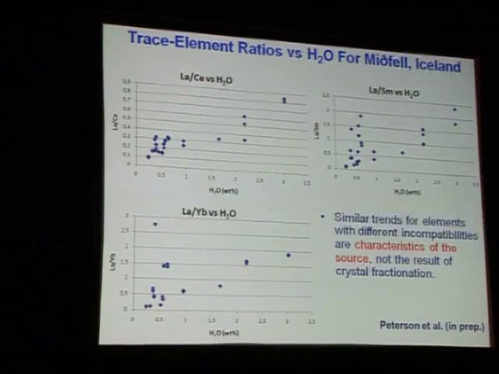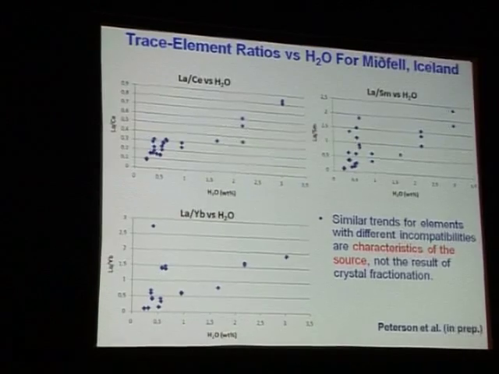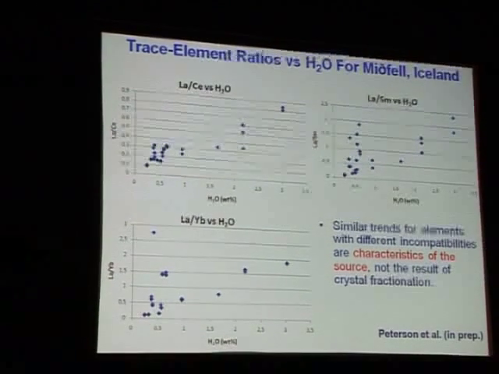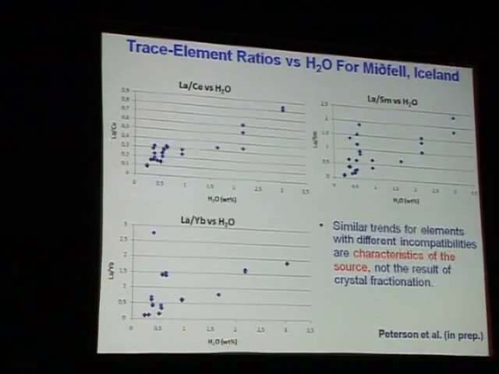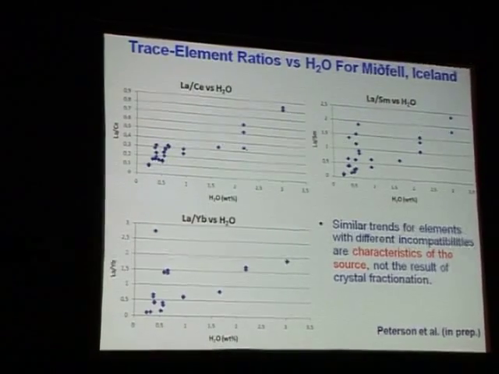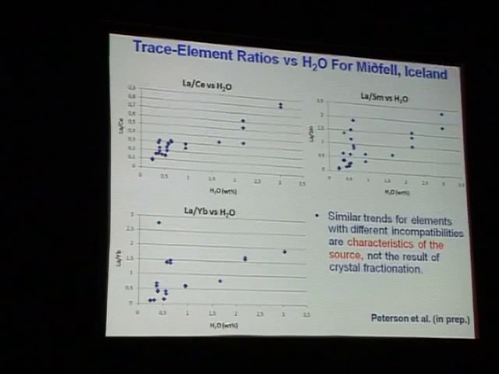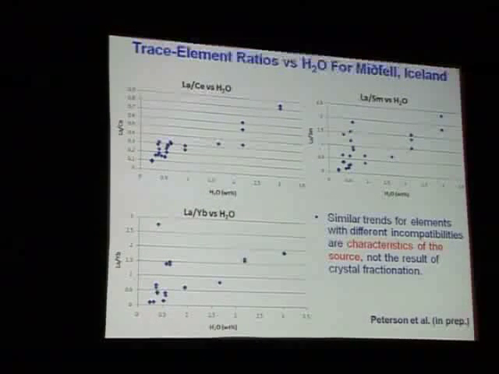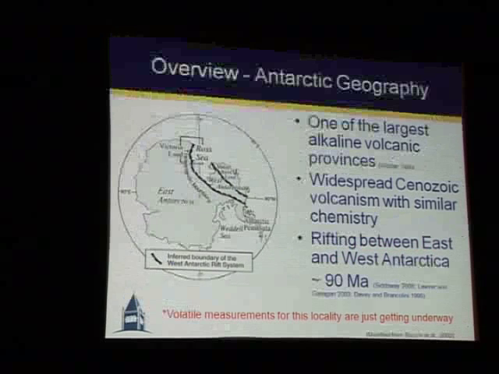Another interesting relationship is that similar trends for the various elements which have different incompatibilities, comparing cerium to ytterbium to samarium, are maintained, and therefore we would say that these characteristics have to be representing the source rather than some crystal fractionation, which if it were to be the case, one would not expect these elements to be behaving exactly the same way. So this has to be a primary feature of the magmas.